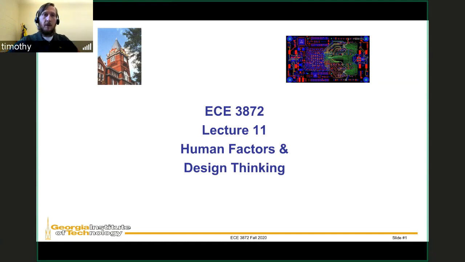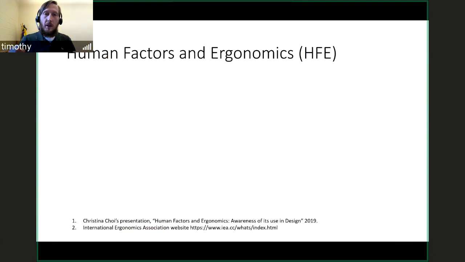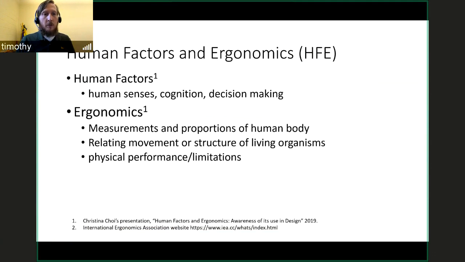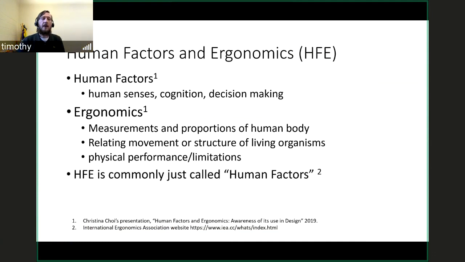Human Factors and Ergonomics, HFE. Human factors: human senses, cognition, decision making. Ergonomics: movements and proportions of the human body, relating movements or structure of living organisms, and physical performance limitations. These are some of the basic definitions that we're going to use and talk about today. HFE is commonly just called human factors. This is all-encompassing of human factors and ergonomics when you're doing a design.